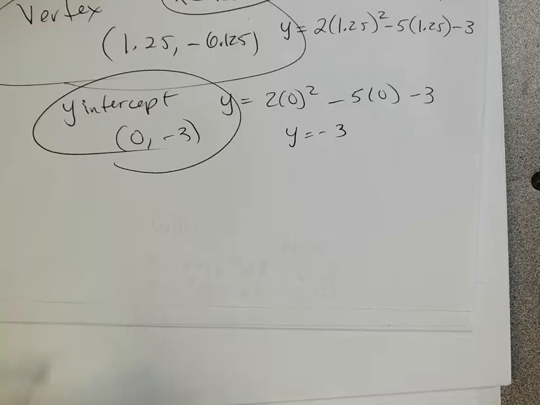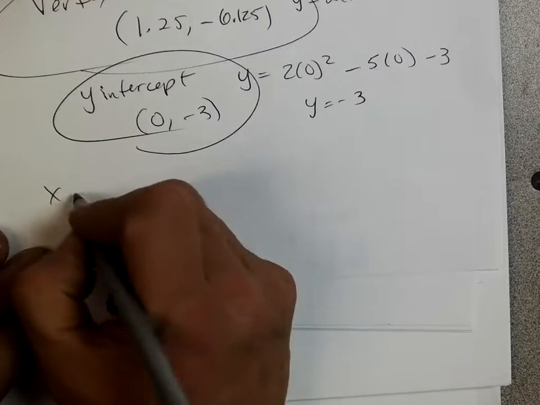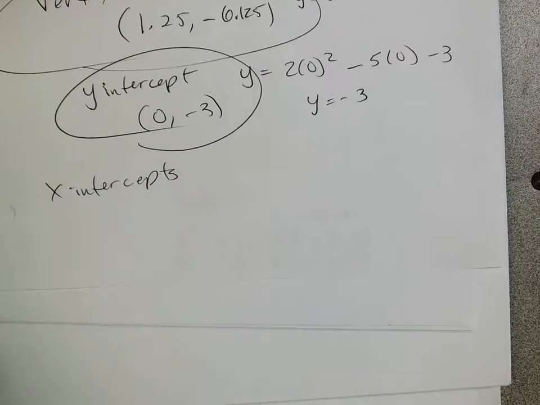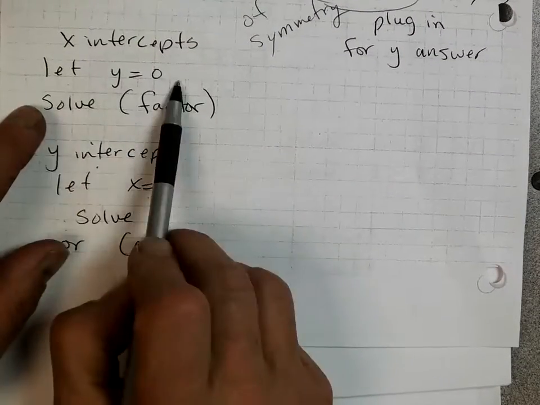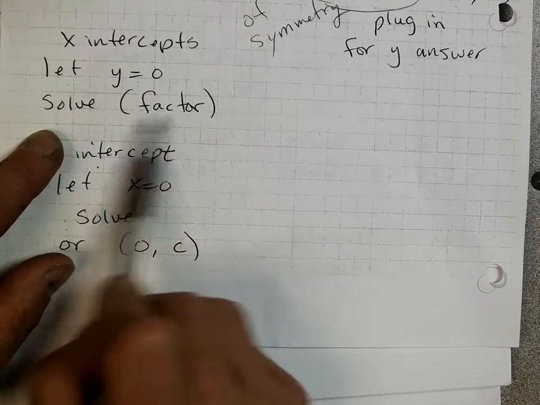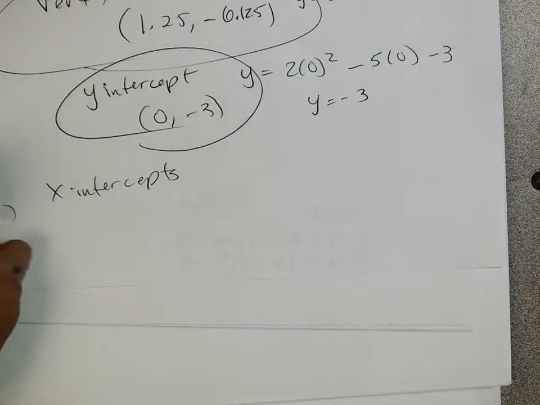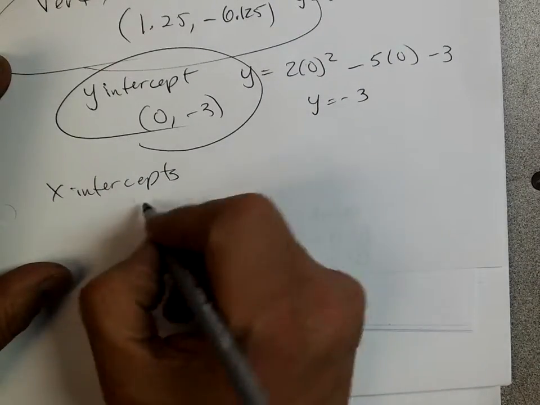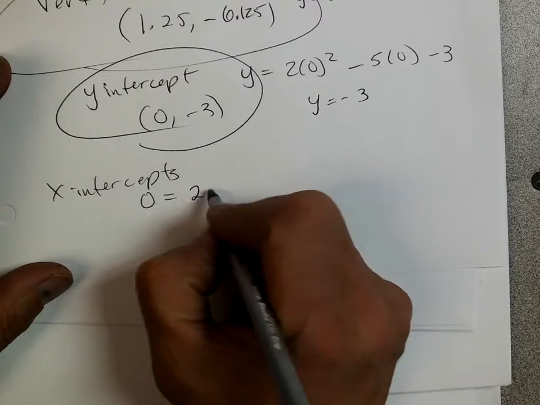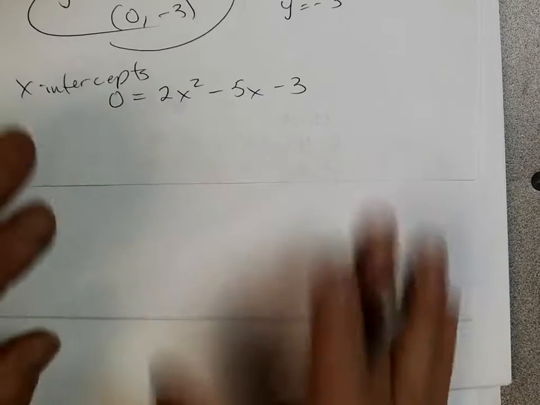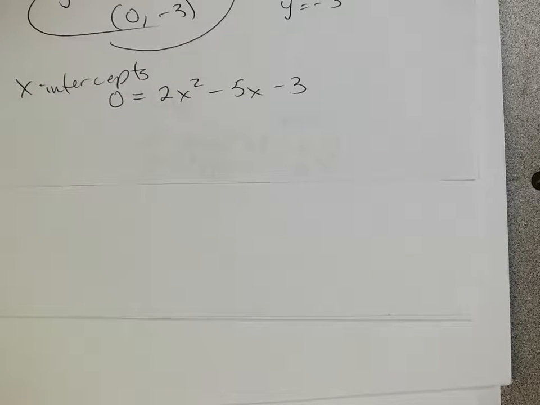So, x-intercepts. Let's see what my notes say. Okay, it says x-intercepts: let y equal 0, solve, factor. I know how to factor, right? So we'll let y equal 0, so we have 0 equals 2x squared minus 5x minus 3. And it does factor. It really does. We're going to have to use the double smiley thing, but it really will factor.